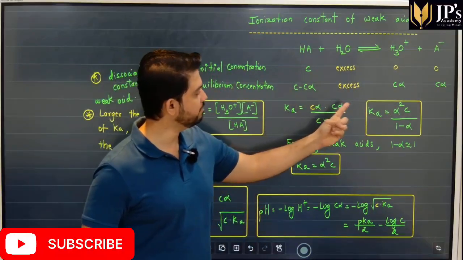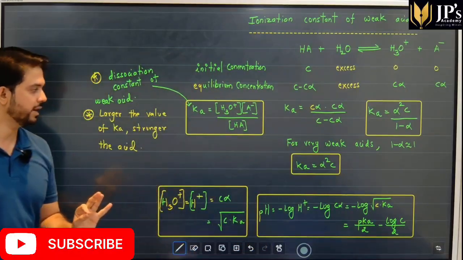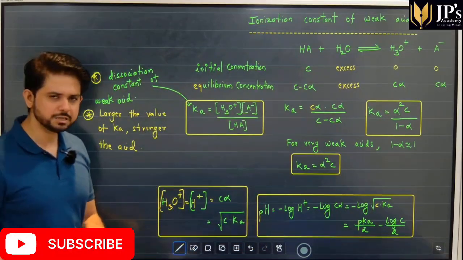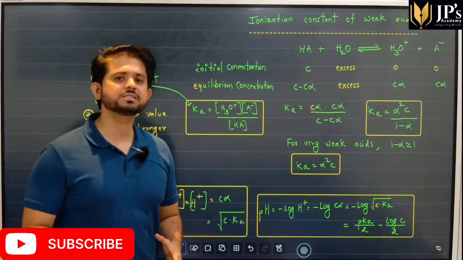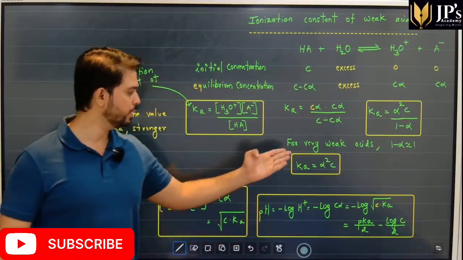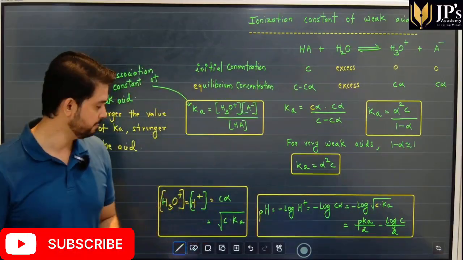When you substitute that, we get the expression for Ka as alpha square C upon 1 minus alpha. For a very weak acid, we can assume that the dissociation constant will be very small. So 1 minus alpha will be approximately equal to 1. We get the expression for Ka as alpha squared C.